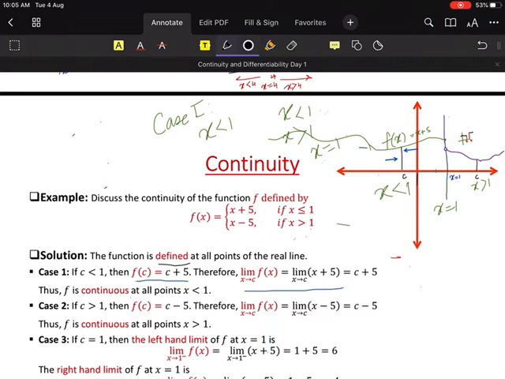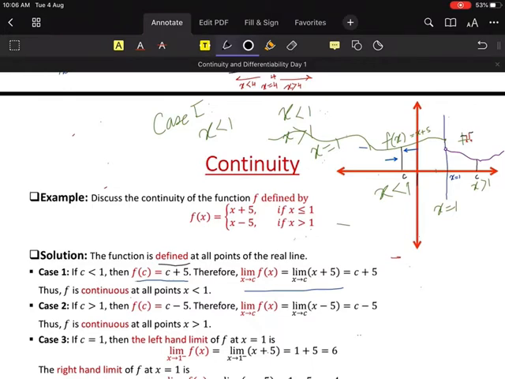So now what I will do is limit x tends to C f(x) is equal to limit x tends to C of x minus 5. Why x minus 5? Because they are talking about C greater than 1, and C greater than 1 is x minus 5. So we got C minus 5. So can I say f(C) is equal to this thing? f(C) is equal to the limit of the function at that point C.